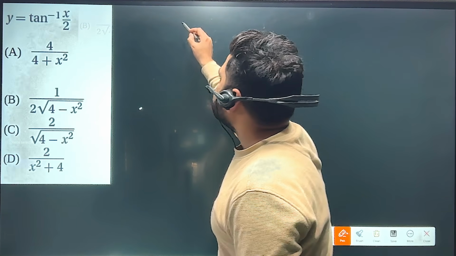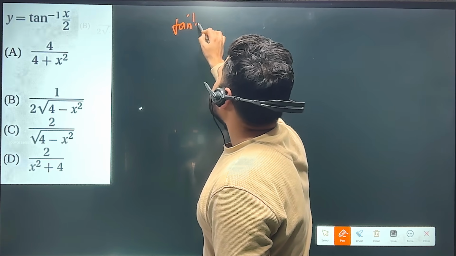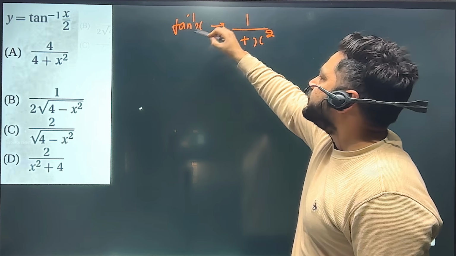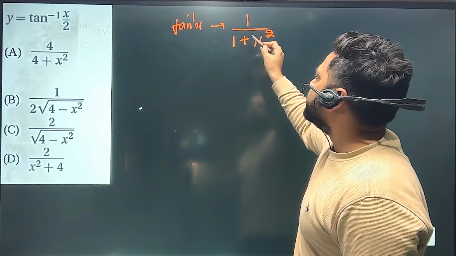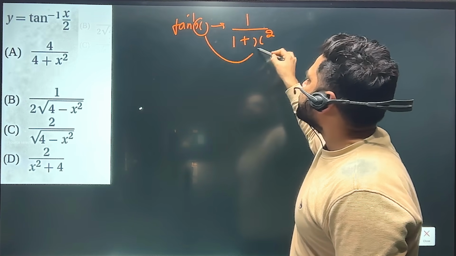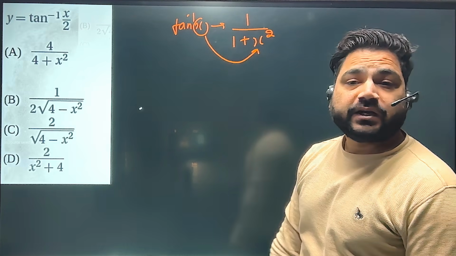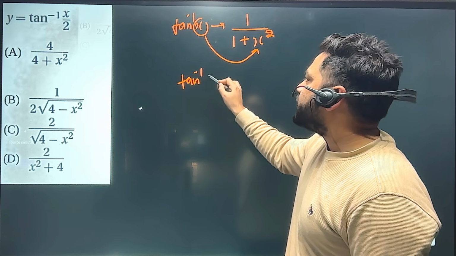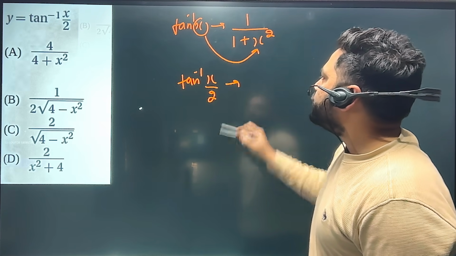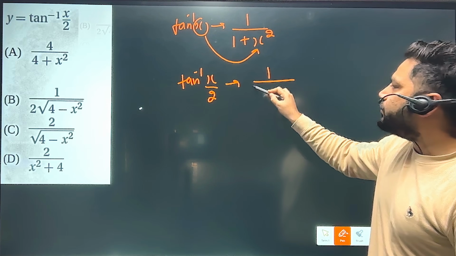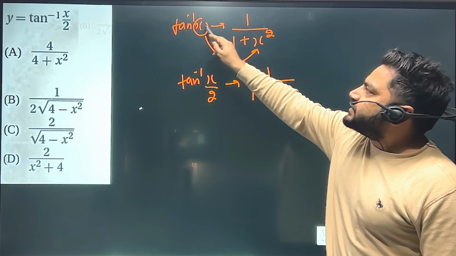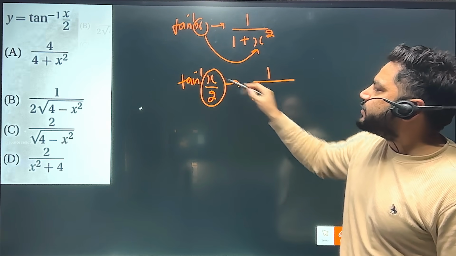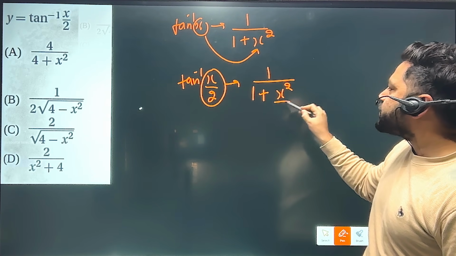So before solving this question, let me tell you what is the differentiation of tan inverse x. Tan inverse x differentiation is 1 by 1 plus x square. This is the differentiation of tan inverse. And you can see in this question we don't have tan inverse x, we have tan inverse x by 2. So how to do its differentiation? It will be 1 by 1 plus, here also this x by 2 square will come. So it will be x square by 4.